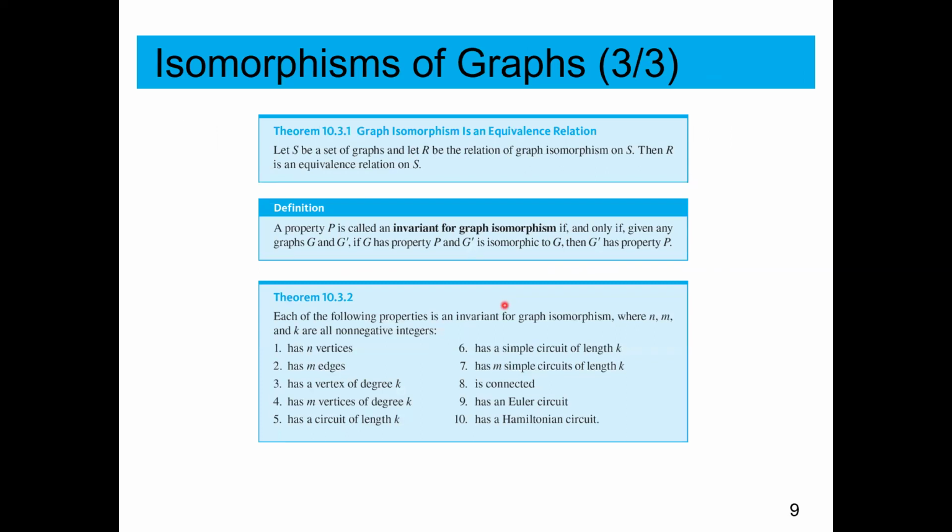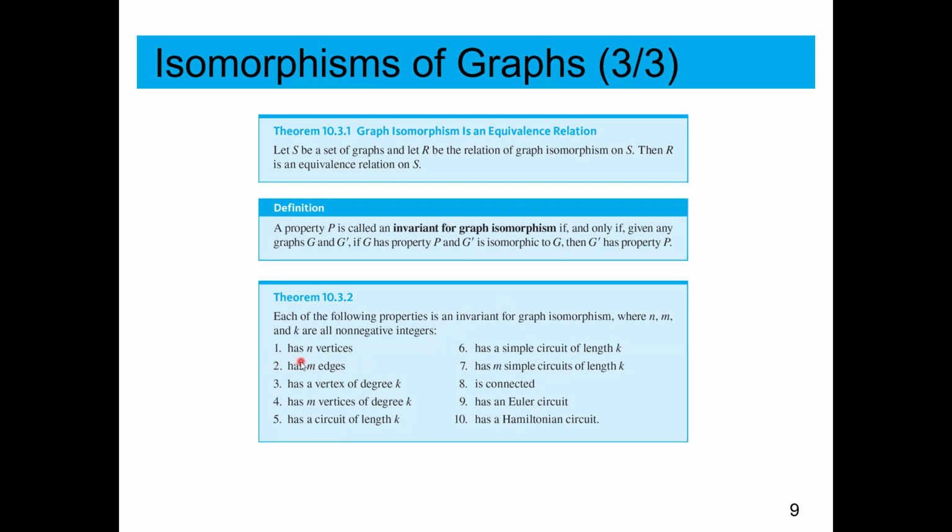One is called an invariant of graph isomorphisms, meaning if you have a graph that has some property and it's isomorphic to another graph, then isomorphic graphs must have the same property. And that is a really important thing. There's a lot of properties that are invariant for graph isomorphism. Actually, here's 10 of them on this page. They're ones that we've already talked about.